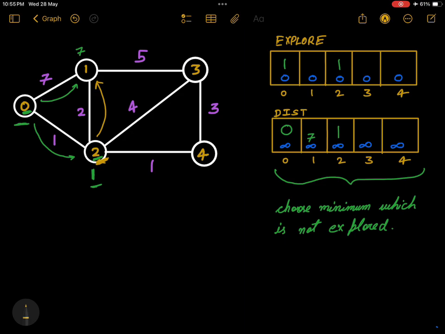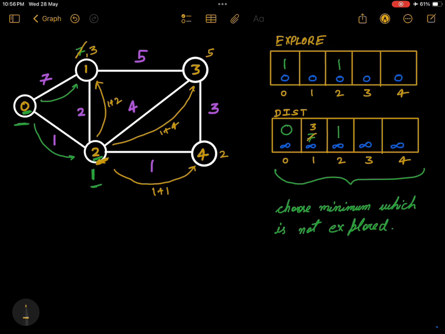First we will move to node number 1. This will be a distance 1 plus 2, okay, which is 3. Now we found a new shorter distance. Then 2 to 3 it will be 1 plus edge weight 4. This will be 5. Now from 2 to 4 it will be 1 plus edge weight 1, which is equal to 2. Okay, now let's update them into the distance vector.